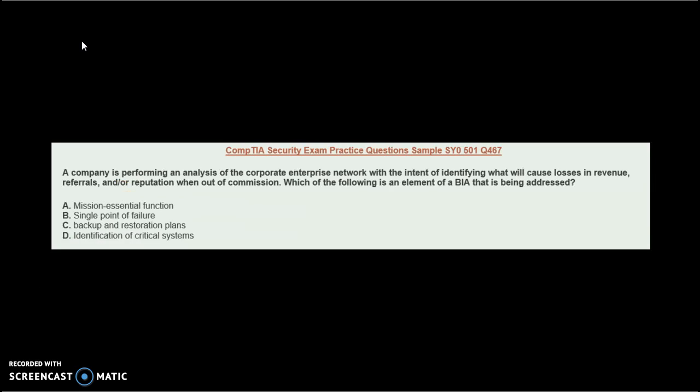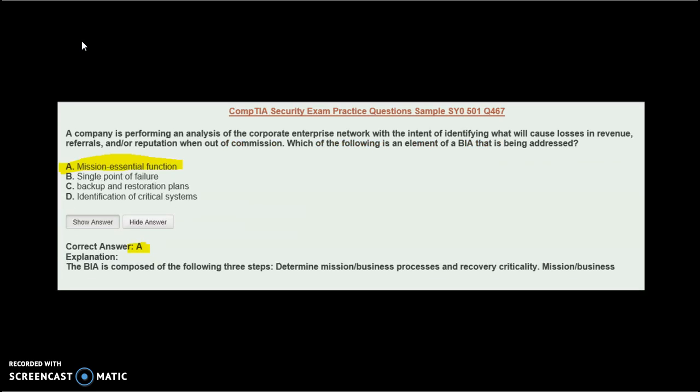A company is performing an analysis of the corporate enterprise network with the intent of identifying what will cause losses in revenue, referrals, and or reputation when out of commission. Which of the following is an element of the BIA that is being addressed? That is mission essential function. And that's because the BIA is composed of the following three steps: determine mission business processes and recovery criticality and mission business.